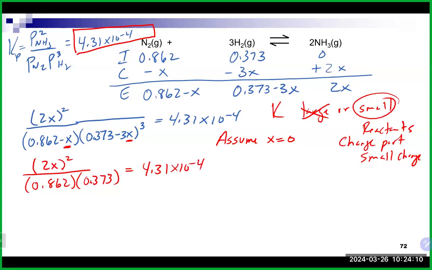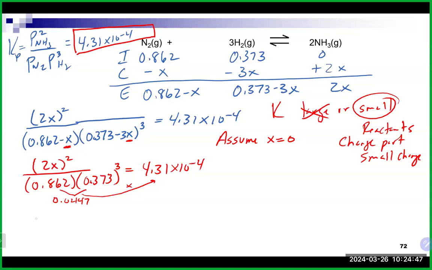Now that feels like a lot easier of a thing to solve for. We also do need to cube that guy on the bottom as well. And that's what we're going to do. So I'm going to get the bottom here and then multiply it over to the other side. So I'm going to take my 0.373, and once again, you do need to cube it, and I'm going to times it by 0.862. That'll give me something like 0.0447. We're going to multiply that to the other side, times 4.31 times 10 to the minus 4.